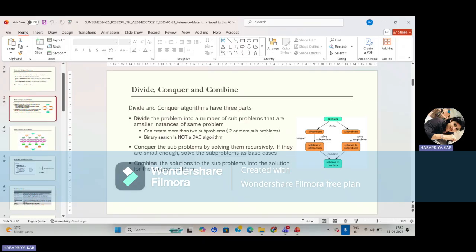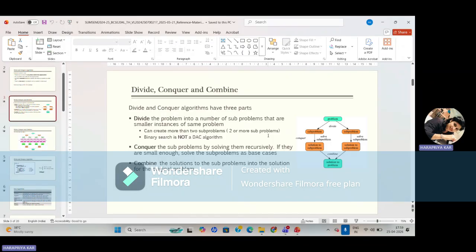Now how the conquer step works: conquer the sub-problems by solving them recursively. We have to solve the sub-problems here. If they are small enough, solve the sub-problems as base cases. So if the problem is very small, then we have to solve the particular sub-problem as a base case.